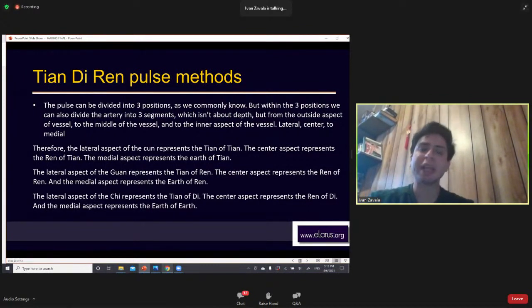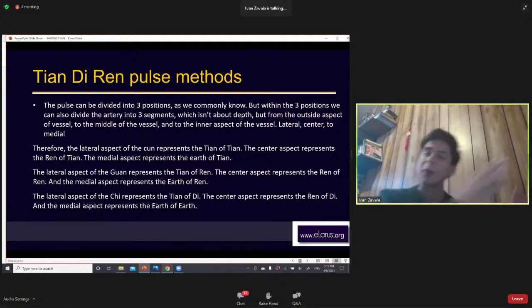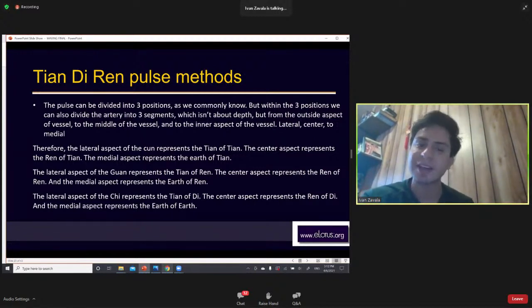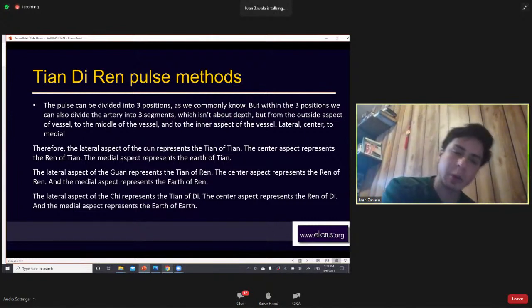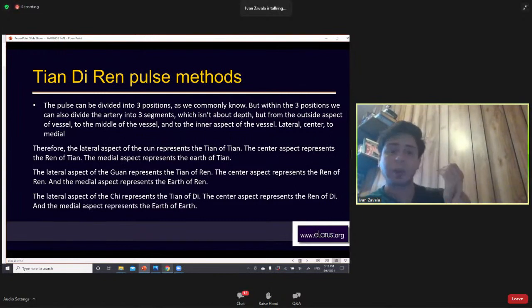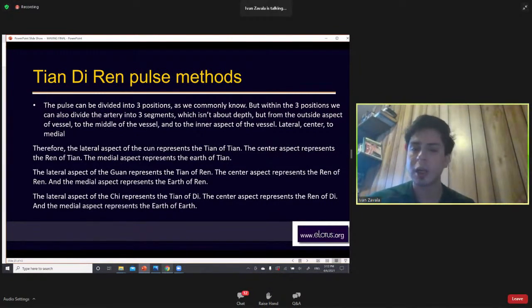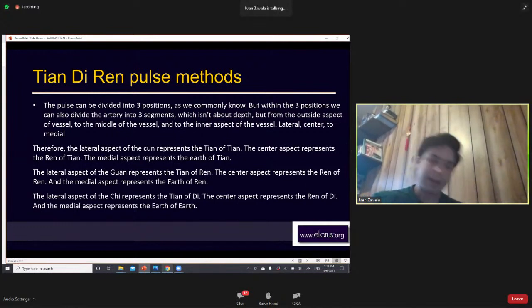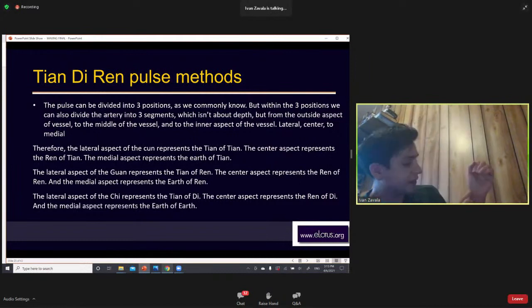So with the Tiandi Ren pulse methods, the pulse can be divided into 3 positions, as we commonly know. But within the 3 positions, we can also divide the artery into 3 segments, which isn't about depth, but from the outside aspect of the vessel to the middle aspect to the inner aspect of the vessel, lateral, center to medial, right? Therefore, the lateral aspect of the chun represents the Tian of Tian, the heaven of heaven. The center aspect represents the Ren of Tian, the humanity of heaven. The medial aspect represents the earth of Tian, the earth aspect of heaven. So when we divide the pulse, the outer aspect is the heaven of heaven, the middle aspect is the humanity of heaven, and the inner aspect is the earth of heaven, right?